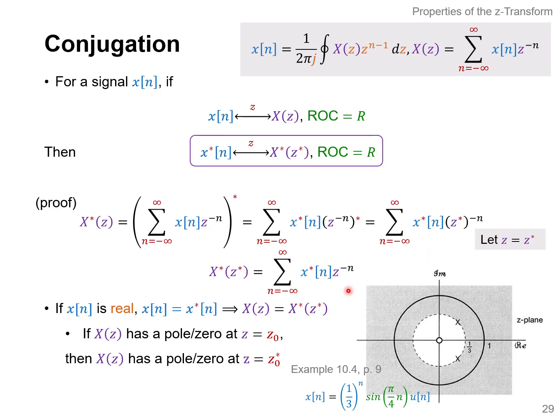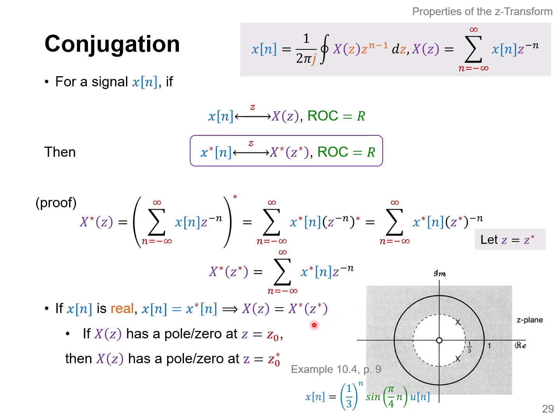There is one special case. If the signal x of n is real, then it equals its own conjugate. That means x of n equals x star of n. So x of z equals x star of z star. The z-transform has conjugate symmetry.